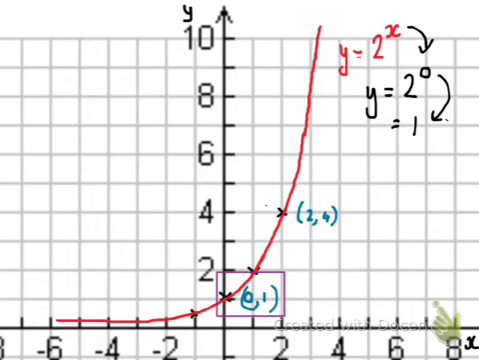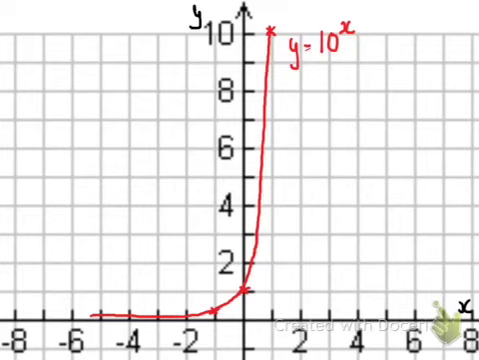The other point on this graph, you'll see it here, is 2, 4. That's because if x is 2, we get y equals 2 squared equals 4. So pretty obvious how we got 2, 4. Alright, that's about all I'll say about this graph for the moment.